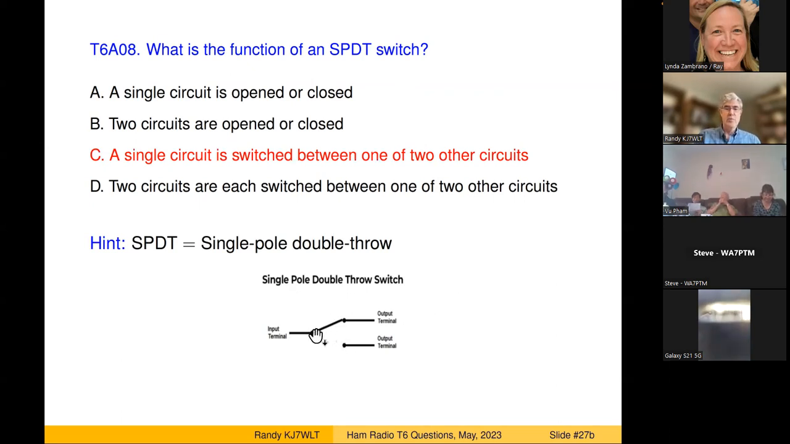So it's got a single pole because there's only one little connector here in the middle that you can switch one way or the other, and a double throw because you can throw it one direction or the other direction and make the current flow through the top wire or through the bottom wire. So it's a single pole double throw. If you remember that SPDT stands for single pole double throw, then it makes sense that it's a single circuit that can be switched between one of 2 other circuits. But you just kind of have to memorize that, or at least remember what that acronym stands for, so that answer makes sense.